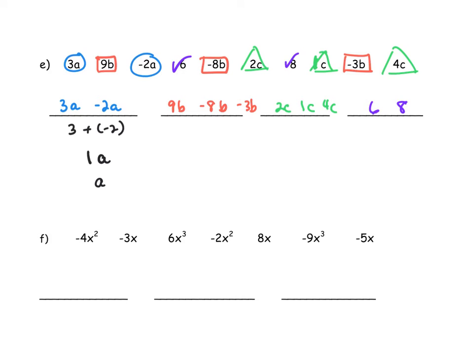Let's go on to the B terms, combine all the B terms. If we add 9 plus negative 8, we get 1, plus negative 3 would be negative 2. Now let's go on, and would you please take care of the C terms and the 2 constants. Altogether, if I added the coefficients from all of the C terms, we would get 7. And 6 plus 8 is 14.